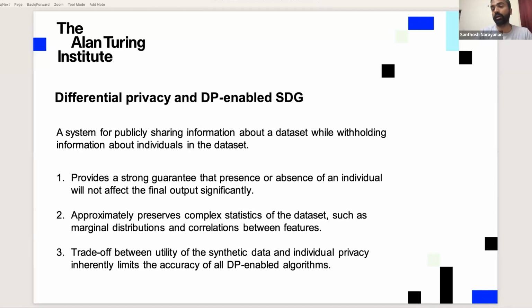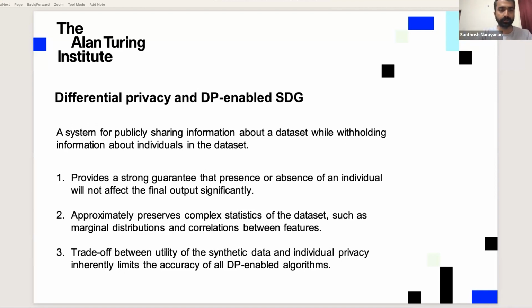is not exposed. In other words, you can think of it this way: let's say you have two copies of real data, and in one of the copies, you remove all observations corresponding to a single individual. What differential privacy guarantees is that the synthetic data generated from either of those copies are going to be almost indistinguishable. So the absence or presence of any particular individual in the data set is not going to affect the data that you generate.